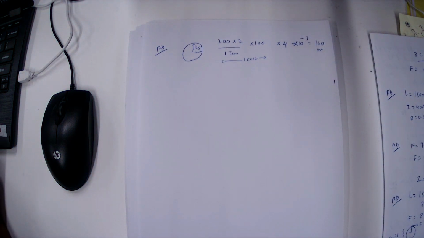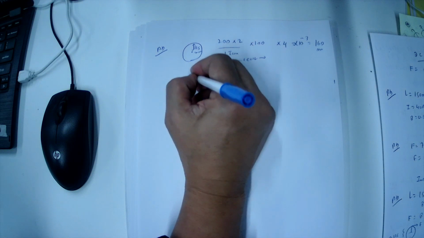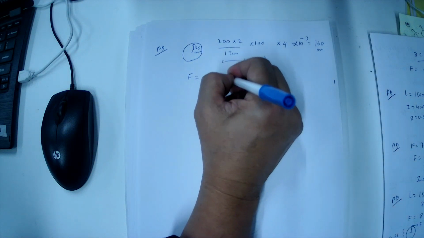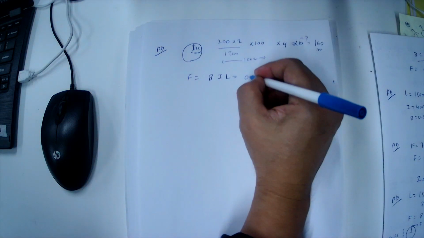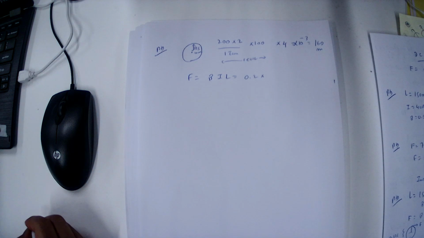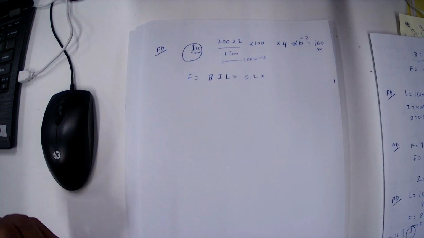Then we also need to calculate the torque. Firstly, you have to calculate the force. Force will be BIL: flux density multiplied by current multiplied by length of the conductor. In this case, the flux density is given as 0.2 Tesla. The current is given as 250 ampere.